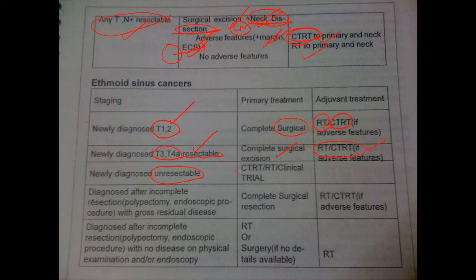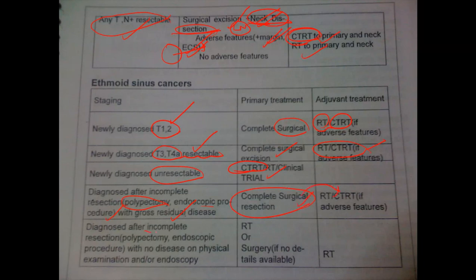Unresectable tumors, you have to go for chemotherapy and radiotherapy directly. Diagnosed after incomplete resection, that is after polypectomy or an endoscopic procedure with gross residual disease, you have to go for surgical resection completely and later on go for chemoradiotherapy.